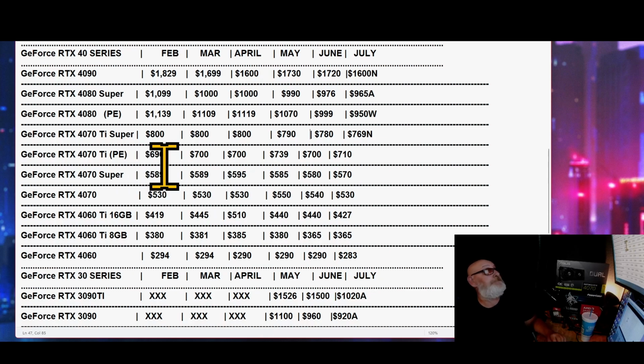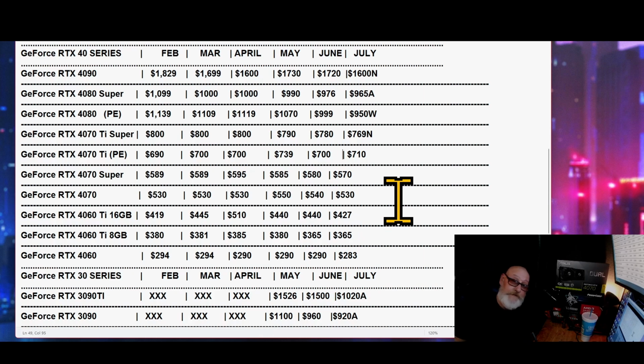4070 Ti Super. $800 in February, $800 in March, $800 in April, $790 in May, $780 in June, $769 on Newegg for this month. Wow, not bad. Prices are coming down, so that's telling me they're trying to move this stock. And if they're trying to move this stock out to get new stock in, then this is going to give you that heads up that something's coming.